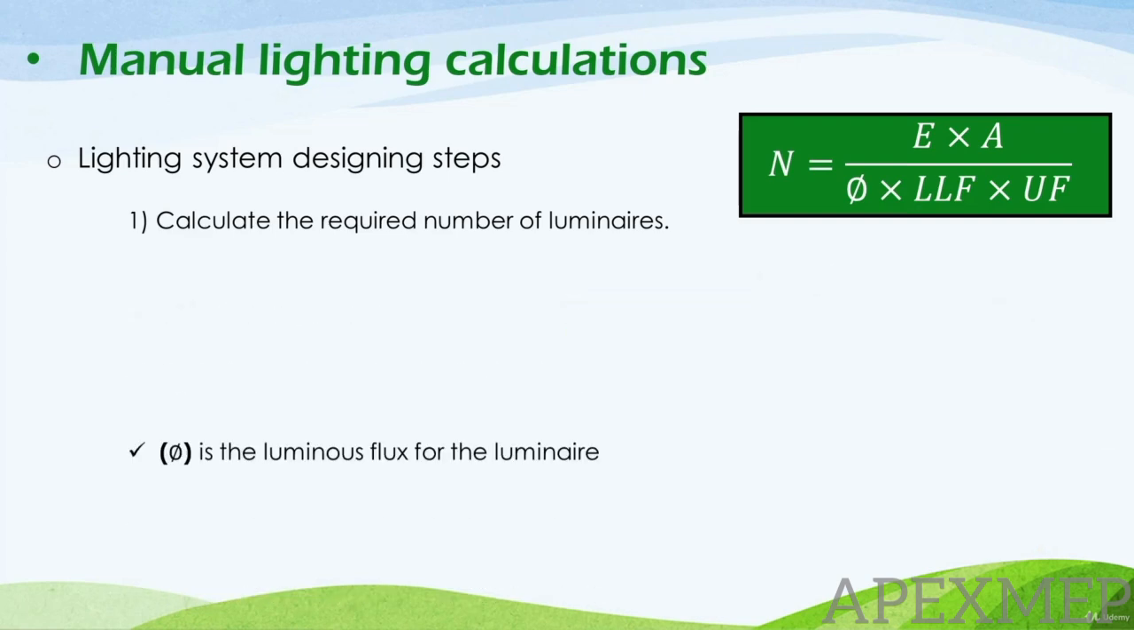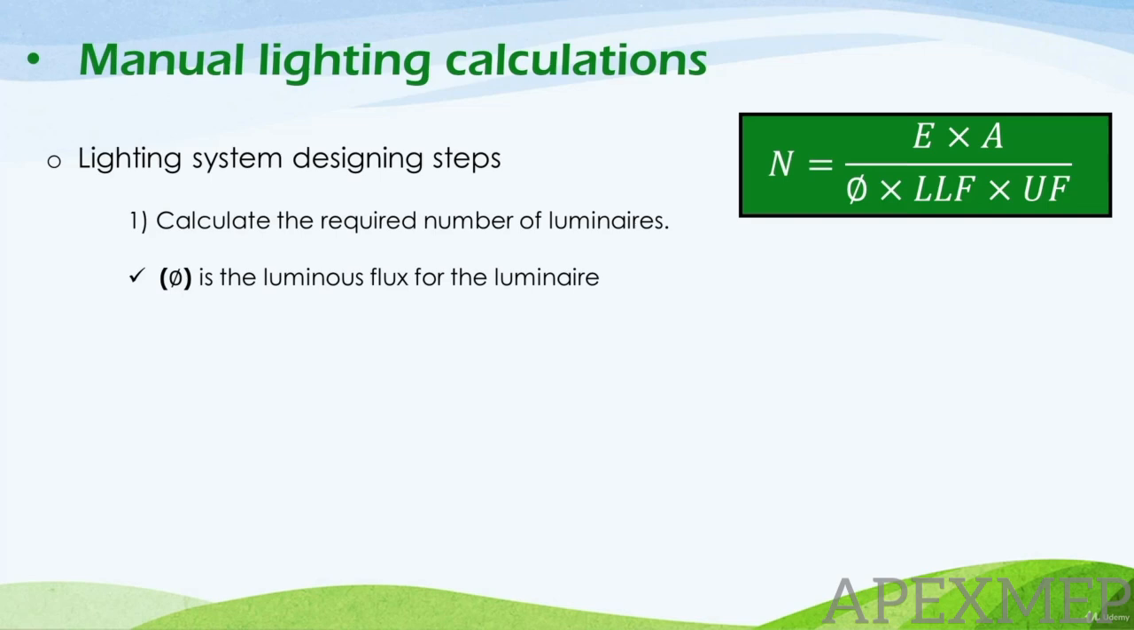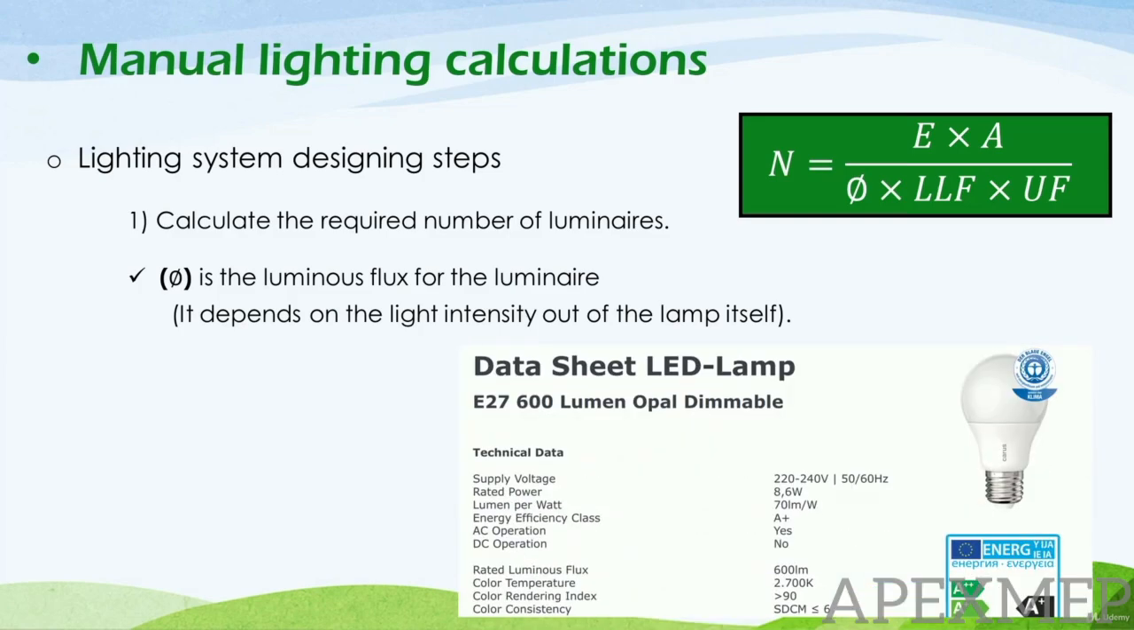Now for the denominator, the first parameter we have is phi, or the flux, which we illustrated before. Here phi is the luminous flux of the luminaire, and it depends on the amount of light that is going out of the luminaire itself. As it's the lamp light intensity, it's the intensity of the light out of the lamp. And we detect this value from the datasheet of the lamp. So once we decide on the type of luminaire we will use, we open its datasheet and we detect the luminous flux from it. For example, this LED lamp has a rated luminous flux of 600, so we will substitute with 600 instead of phi in this equation.